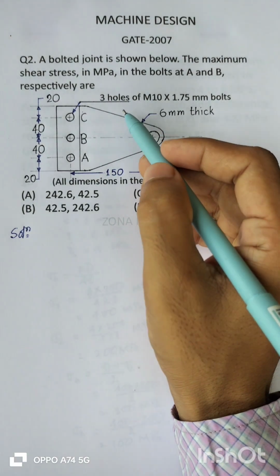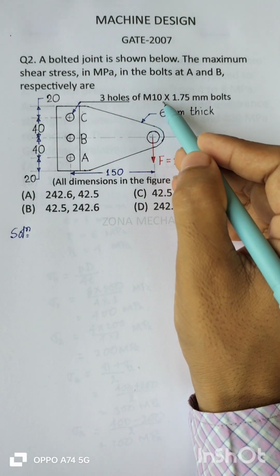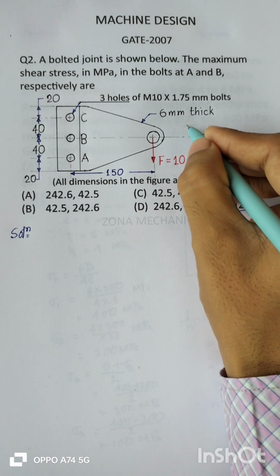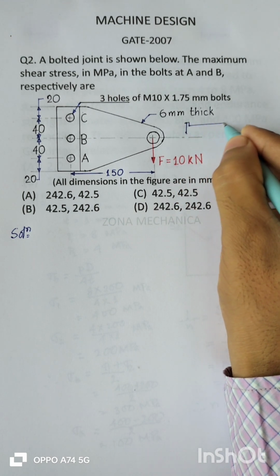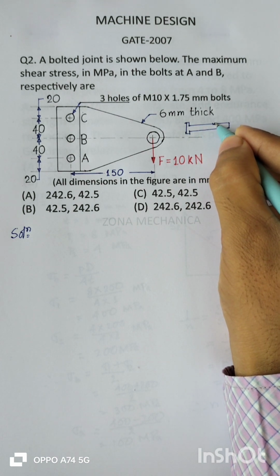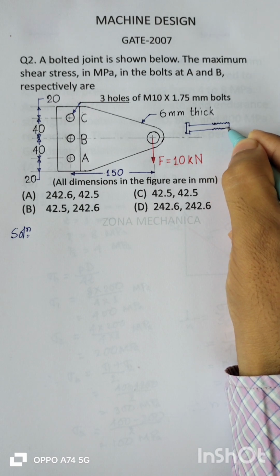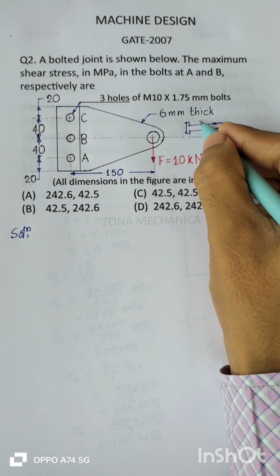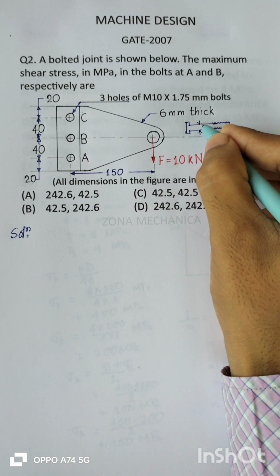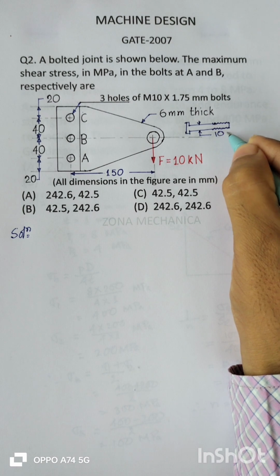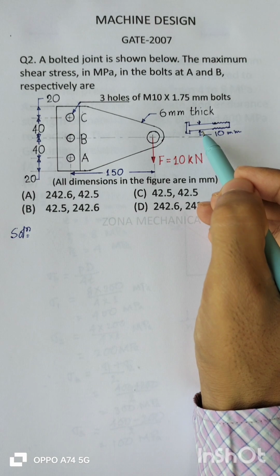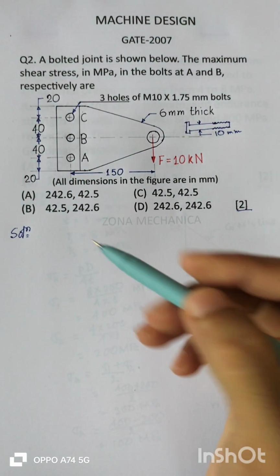So first of all, the bolt sizes are given as M10 by 1.75. That is, the shank dia of the bolt is 10 mm. Suppose this is the threaded portion. So this dia, shank dia, is 10 mm. So this is the bolt inserted over here to fix the bracket.